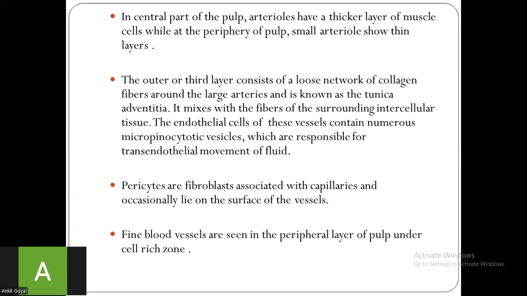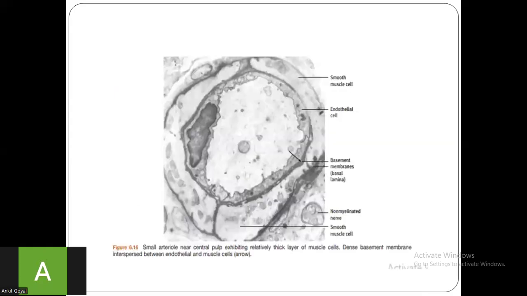The endothelial cells of the vessels contain numerous micropinocytotic vesicles which are responsible for transendothelial movements of fluids. Pericytes and fibroblasts are associated with capillaries and occasionally lie on the surface of the vessels. Fine blood vessels are seen in the peripheral layer of pulp under the cell-rich zone. So this is the diagram which is showing the different parts of the blood vessels. First one is the tunica intima, second one is the tunica media, and the outer one is the tunica adventitia.